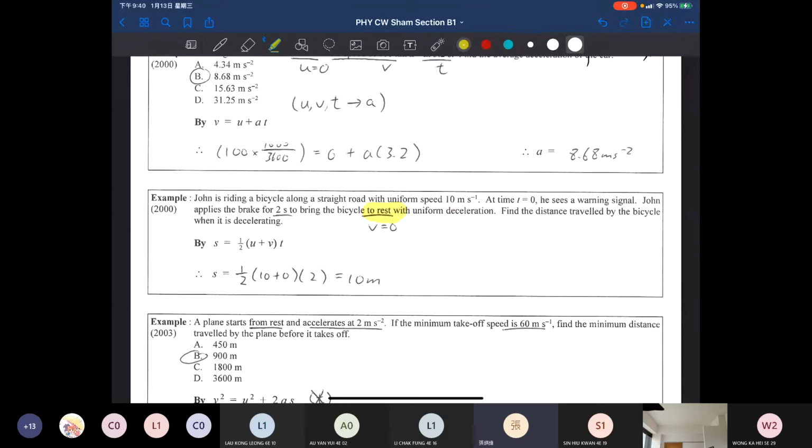So the original velocity is this one. This is U. V is equal to 0. The time is this one. We got 3 things and find out the distance. So we use this formula. Okay.